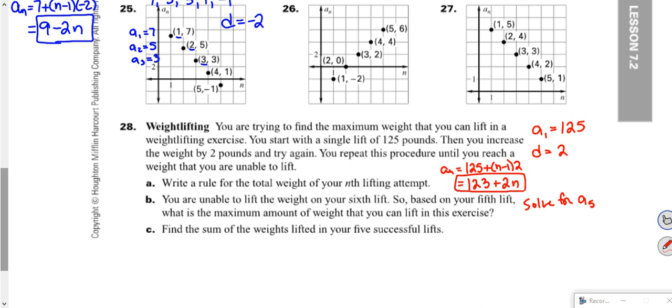Okay, and then part C, find the sum of the weights lifted in your 5 successful lifts. So you're solving for the sum of 5 lifts. I'll let you finish it, but your first lift was 125. You're going to have to add to that your a sub 5. When you find that, it's going to go in here. Okay, and then you solve. So you need to solve those two.